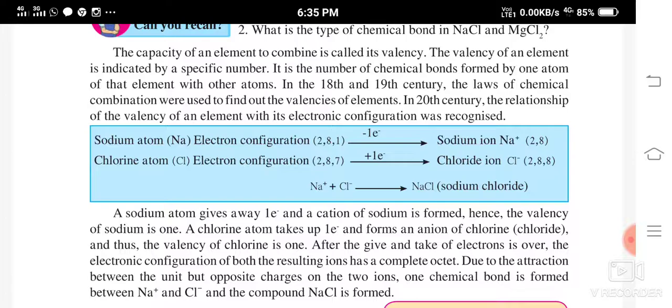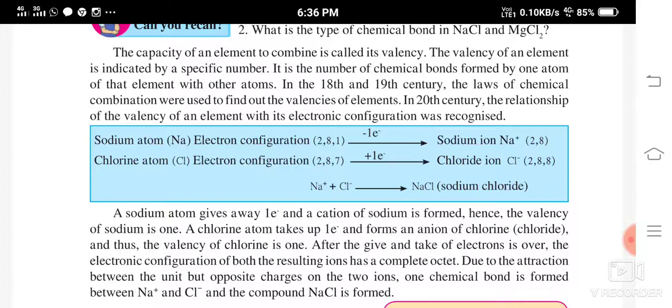So this valency is related to the electrons. The number of chemical bonds formed by one atom of that element with other atoms, that is, how many chemical bonds it is going to form. It can be a single bond, double bond, or triple bond.